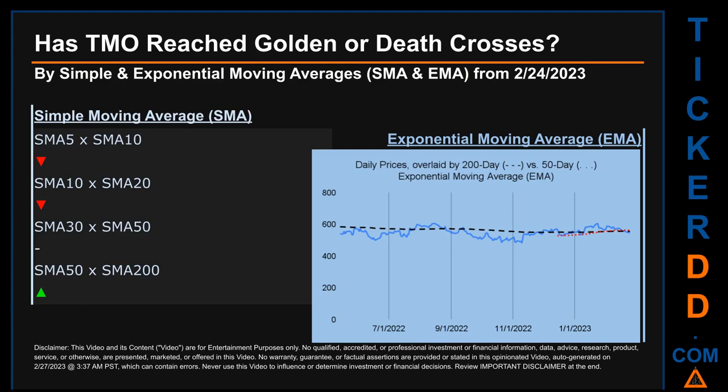Has TMO price reached golden or death crosses? Golden cross and death cross are basic signals that compare average prices across two specified trade day ranges, a short-term versus a long-term range. For example, 5-day versus 10 trade days. Essentially, a golden cross is a bullish signal. It appears when a ticker's short-term moving average crosses above its long-term average. Vice versa, a death cross is a bearish signal when the short-term crosses below its long-term moving average.